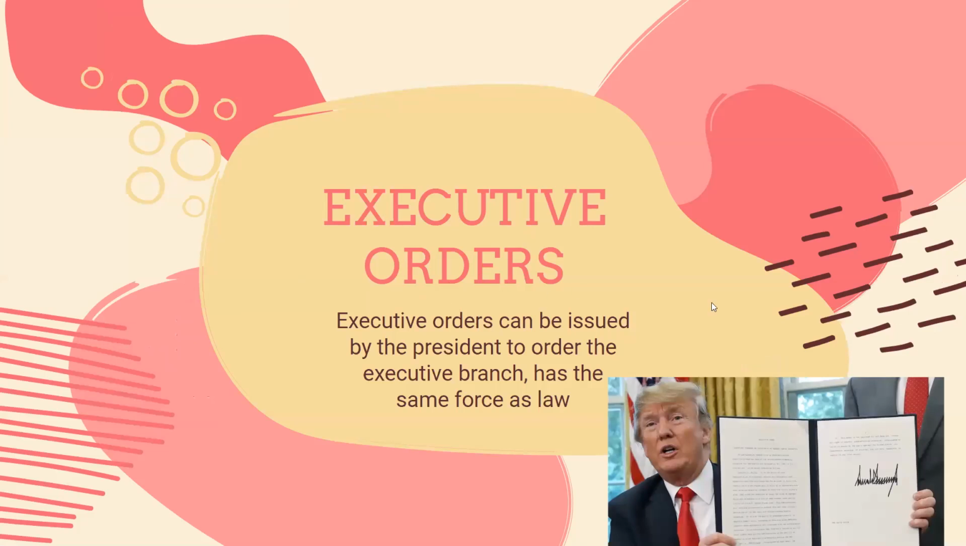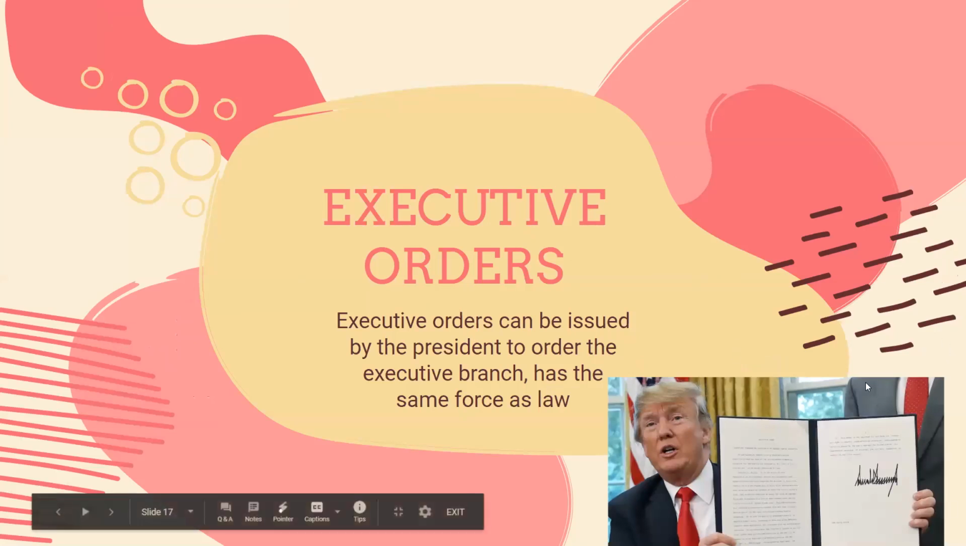These can be issued by the president to order the executive branch and it has the same force as law. So it's basically a law without having to go through the complex process of making a law like we saw last week in Congress. It takes really long to make a law and this can just be done by the president in a short period of time. So it's used a lot. Here's Trump with an executive order.